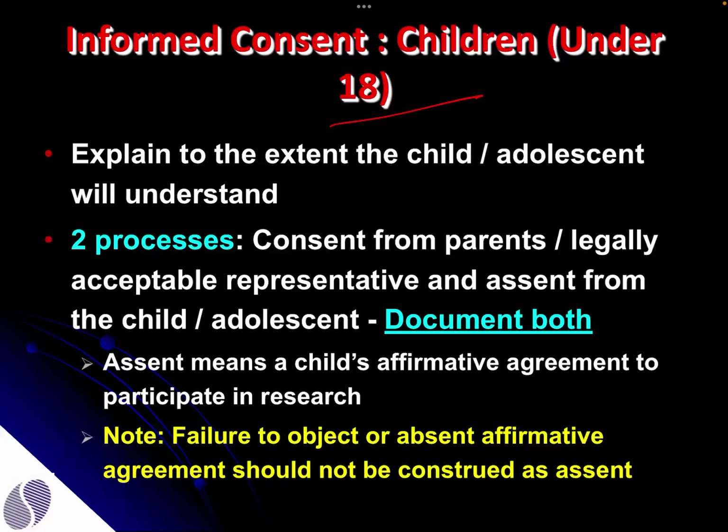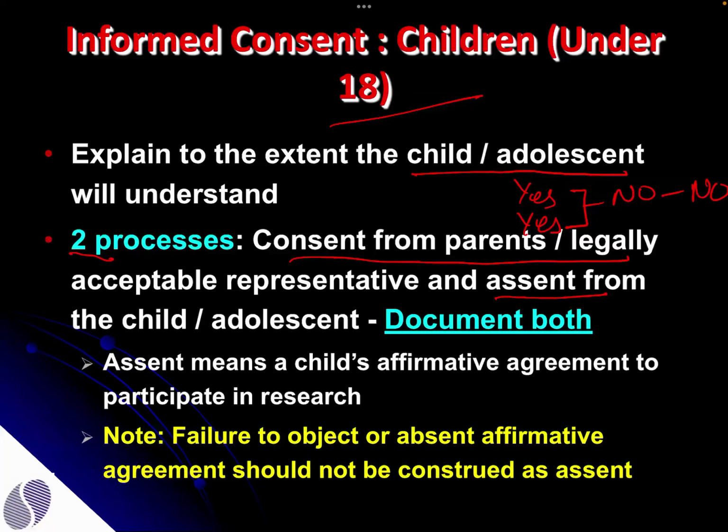So, under 18, if we explain to a child or adolescent to the extent they are able to understand, that's one way. There are two processes. The consent from parents and LAR is taken, and at the same time assent is also taken. You take assent from the child, and consent from parents, and both should say yes. If any one of these says no, then no, they can't take part in the trial. Suppose the child says yes, parents say no, then they can't participate in the trial, right? If parents say yes, child says no, again no. Parents should say yes, and the child should also say yes, right?